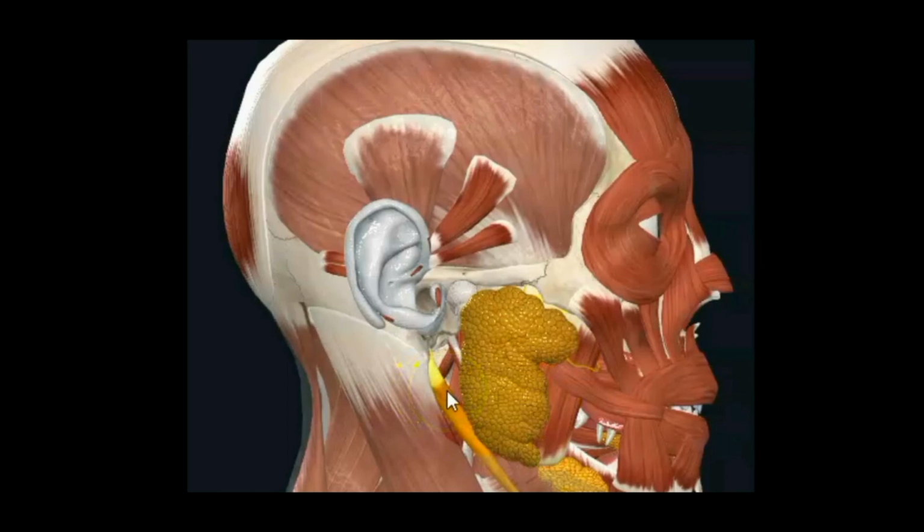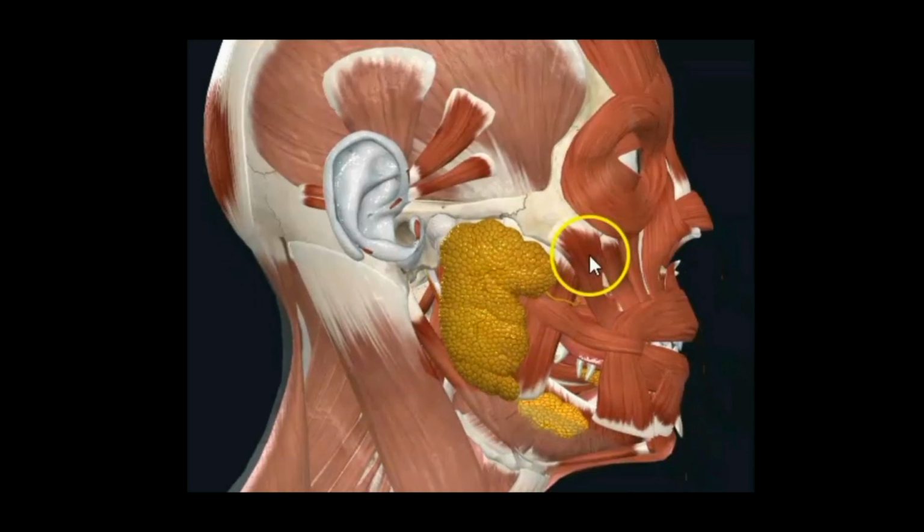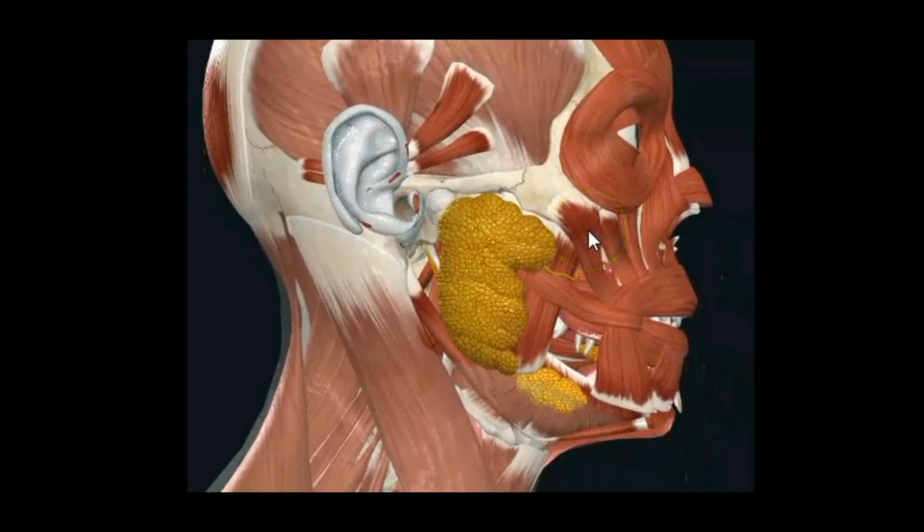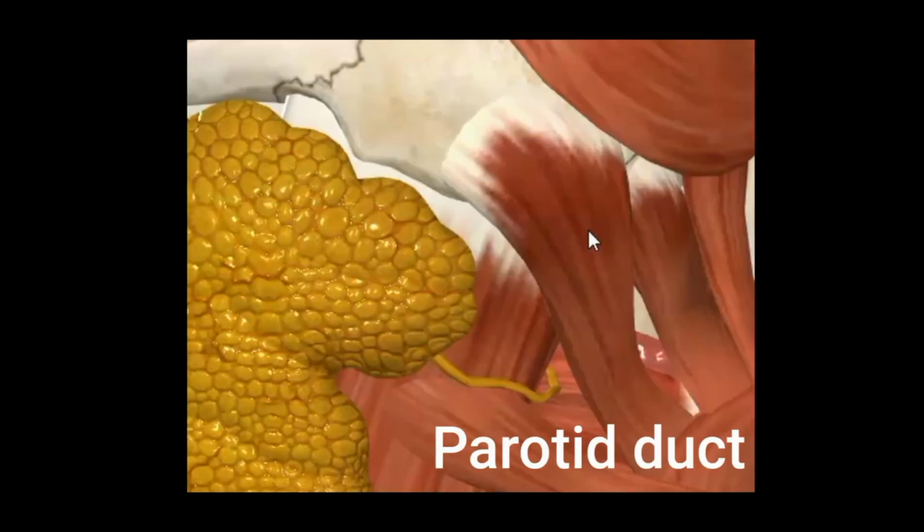Then you can see posterior is related to the posterior belly of digastric and stylohyoid muscles and sternocleidomastoid muscle there. So it is overlapped over these muscles, and its contour and shape formed by the surrounding structures. Majority of the time it is inverted pyramid, but it doesn't have any definitive structure.